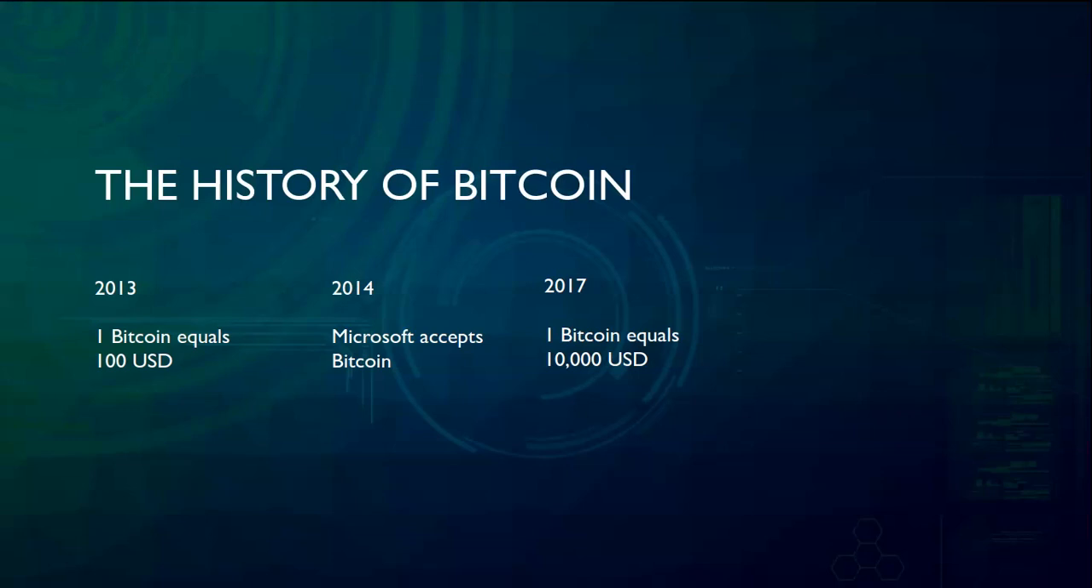We say in 2013, one Bitcoin equals 100 USD. 2014, Microsoft accepts Bitcoin. In 2017, one Bitcoin equals 10,000 US dollars. So in 2013, one Bitcoin was equal to 50K, or let's say 550K. In 2017, one Bitcoin was equaling 5.5 million. So you see, just a space of 5 years.